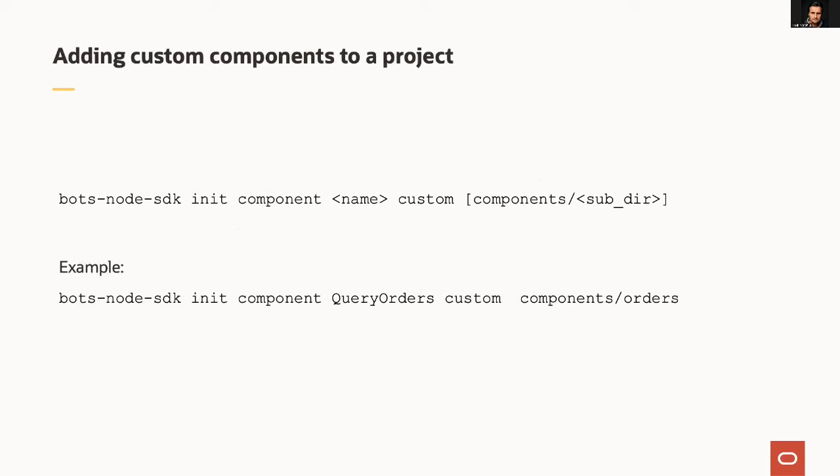So if you have an existing project and you want to add more and more components, there are commands for this as well. You can use bots-node-sdk init component and then the name of the component, and you flag it as custom to indicate that you're creating a custom component. And then you can also have a subdirectory. If you have components with a meaning, like we typically have components that are utility components, and components that are related to the use case, it makes sense to put them into a subdirectory. So you can do this, and there's an example for a query order component, which is saved in the orders subdirectory.